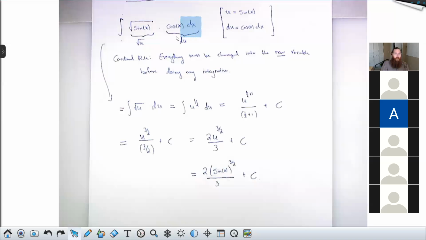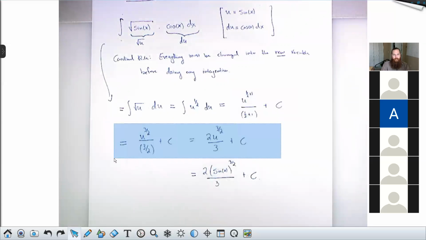So now I recognize this whole piece, that's just du. This whole piece, that's square root u. So I can rewrite my integral as the integral of square root u du. And now I've just got my new variable. No x's floating around here, that's important. I realize that my new integrand is a straight up power function, which means I can use the power rule. And of course we tack on our plus c.